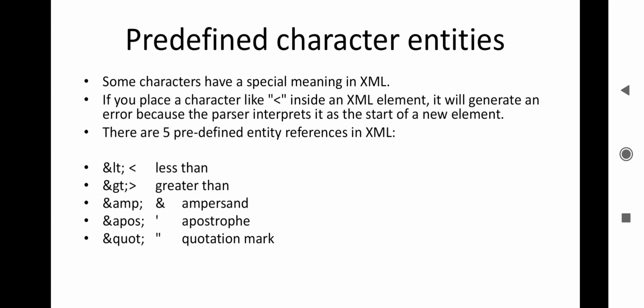Next are the predefined character entities. Which are the predefined character entities in XML? As we know, in XML there are no predefined tags, but there are predefined character entities. Some characters have a special meaning in XML. If you place a character like less than inside XML, it will cause an error. So you need to write the special character entity for this. &lt; means less than, &gt; is greater than, &amp; means ampersand, &apos; means the apostrophe, and &quot; is quotation mark. So we are using these predefined character entities in XML.